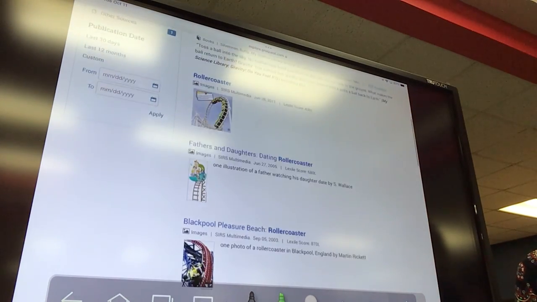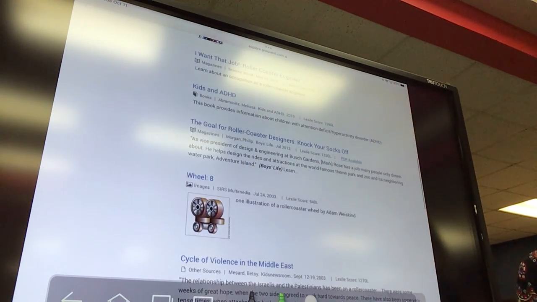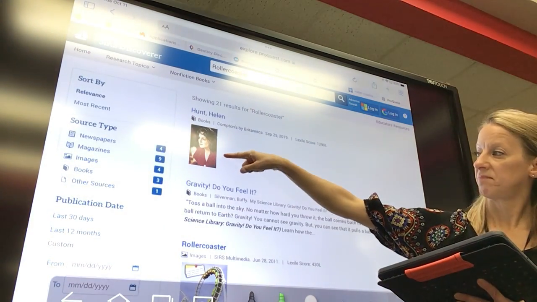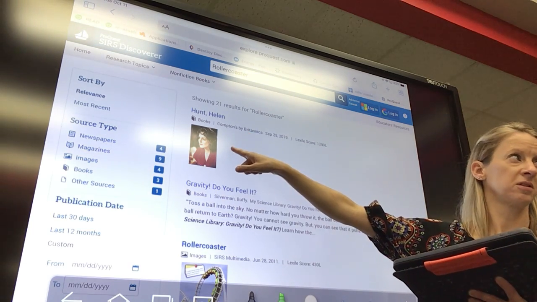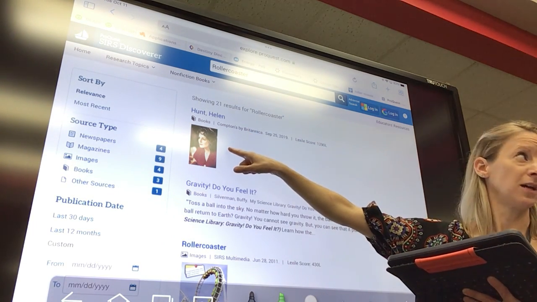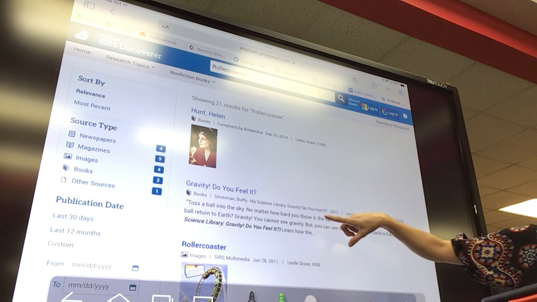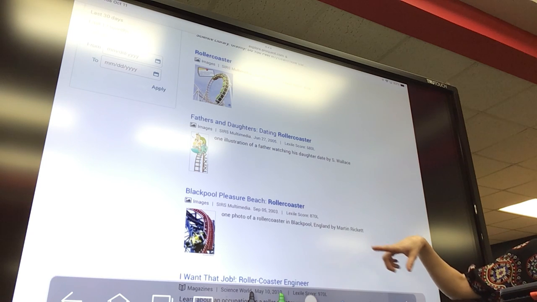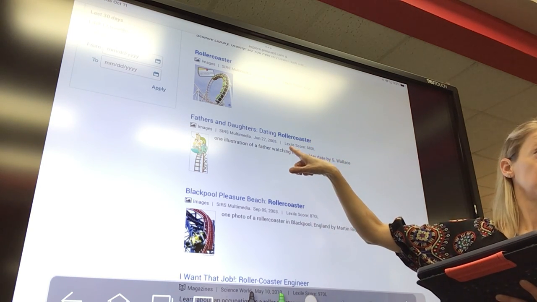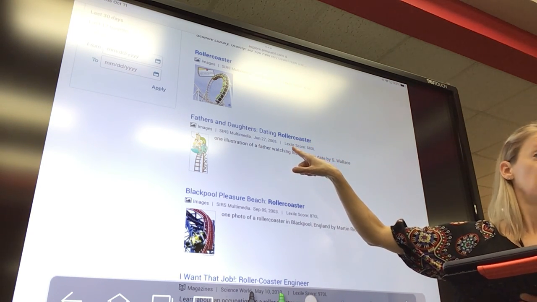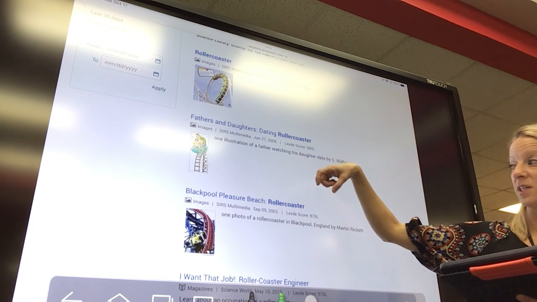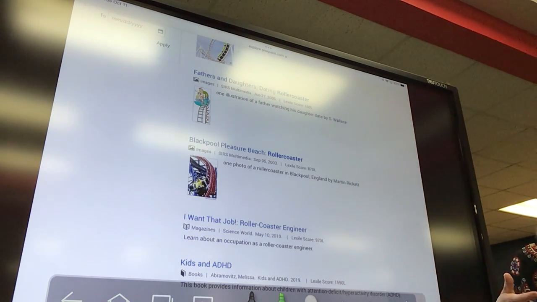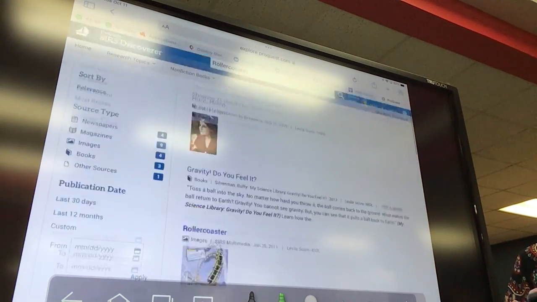And this one has a lot more information, right? But look what happens. This is what I want y'all to see. Helen Hunt. Do you think she has anything to do with roller coasters? Probably, maybe she made one. I don't know, but that doesn't seem very fitting. Gravity, do you feel it? That might. Roller coasters. Fathers and daughters dating roller coaster. Is dating roller coaster what we're looking for? No. One of the ones I was looking at last night had emotional roller coaster. We don't want emotions, right? We want roller coasters. So we're going to talk about how you're searching.